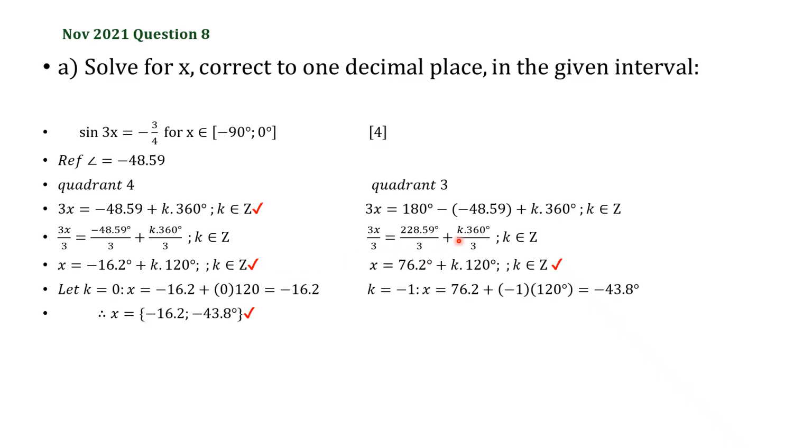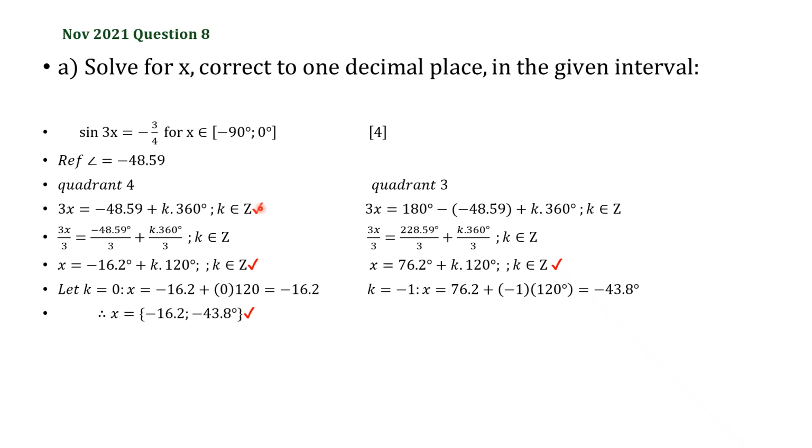On the other side, if we divide by 3, x equals 76,2 plus k times 120, k an element of integers. If I make k equal to 0, that becomes 120 times 0, so my answer is negative 16,2. For the other, if I make k 0, it gives me 76,2, which won't fall in that range. If I make k minus 1, minus 120 plus 76,2 gives me negative 43,8, and that answer falls within the range. So therefore, x equals negative 16,2 or negative 43,8 degrees.